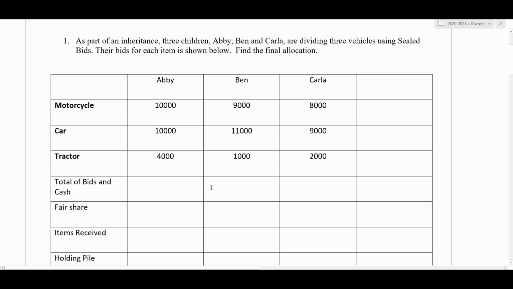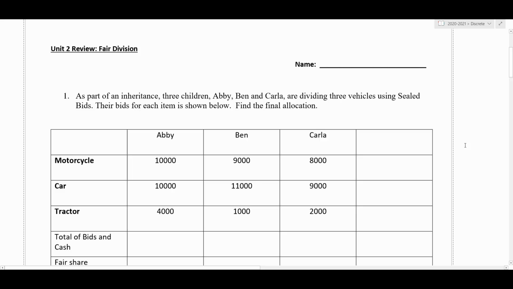Today we're going to talk about the fair division part of the test. So we're going to just start right off with some sealed bids method, and we'll work through a few other problems. Like I said, I always like to throw the disclaimer in there.